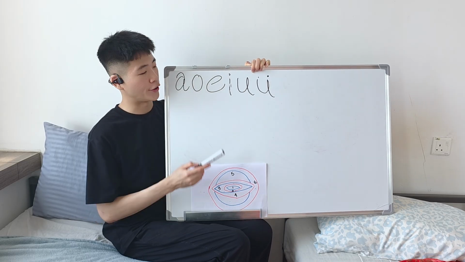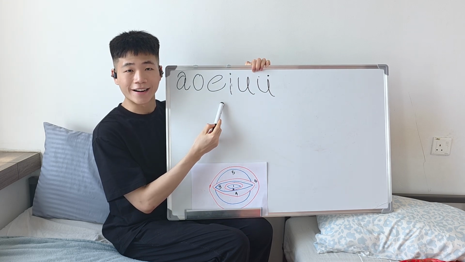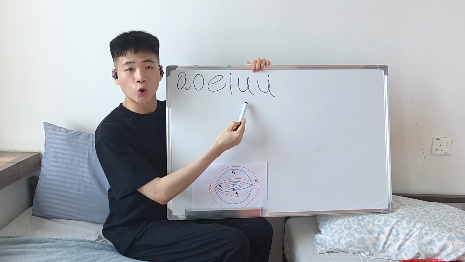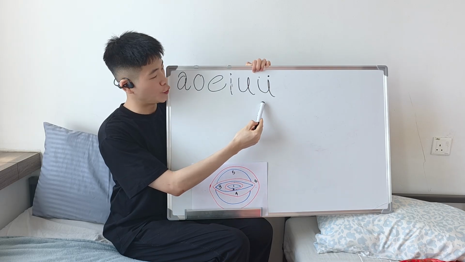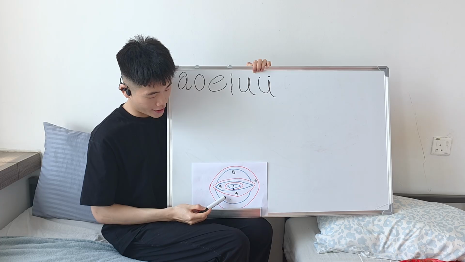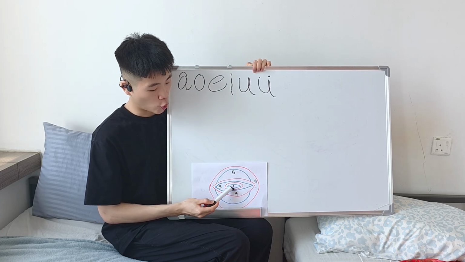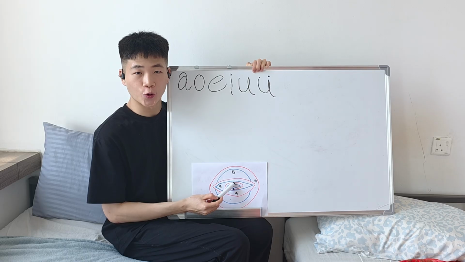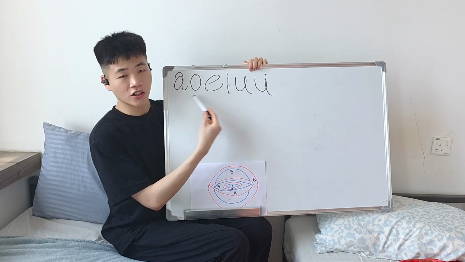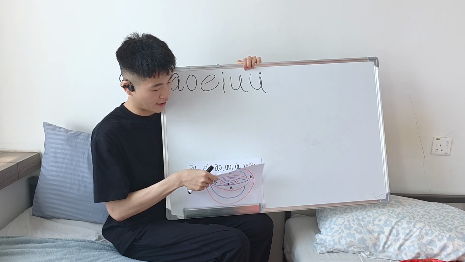So again, I want you to compare A, O, E, I, U, Ü, right? A, O, I, U, Ü. Once you master this, it's technically so easy.